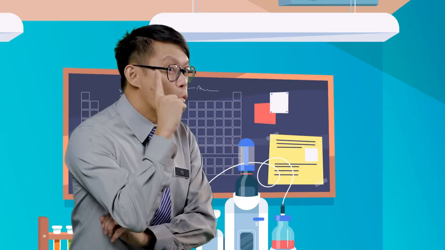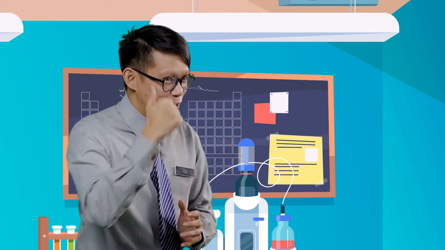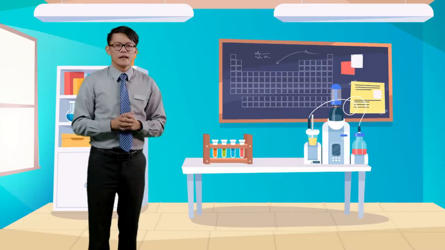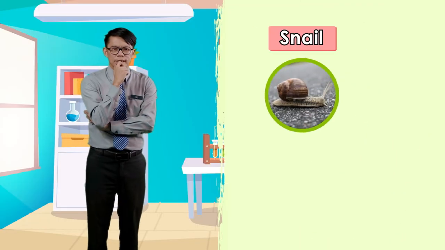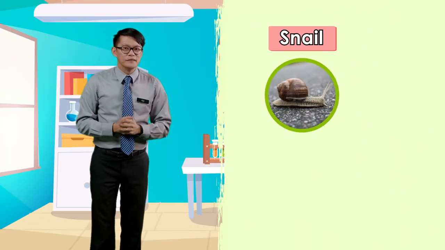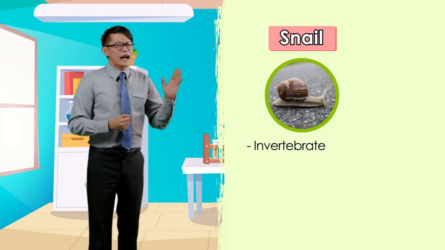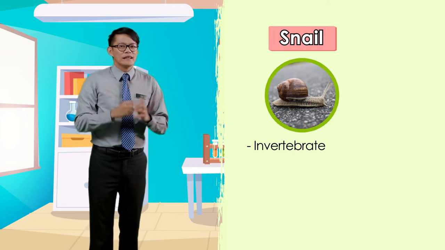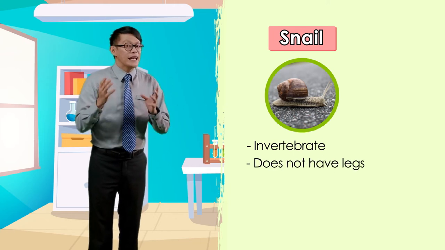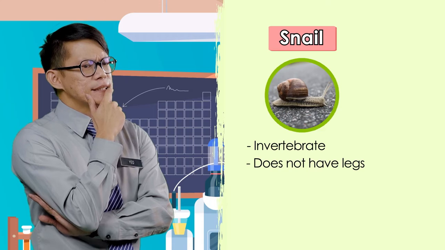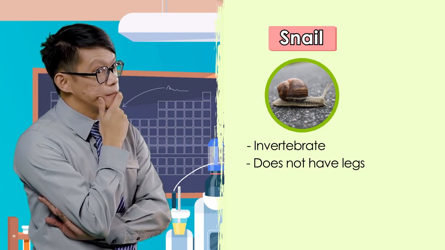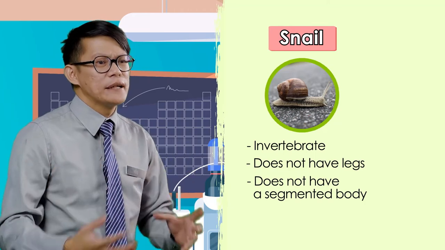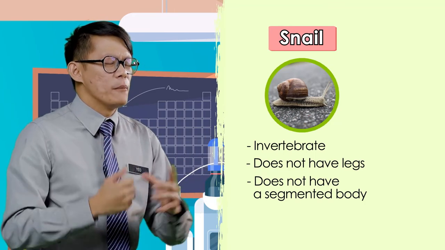Can we try one more animal? Good. We will try to classify the snail. Snail is a... Yes, awesome! Invertebrate. Does a snail have legs? Yes, you are right. Snail does not have legs. Does a snail have a segmented body? Yes, snail does not have a segmented body. Great job, pupils.